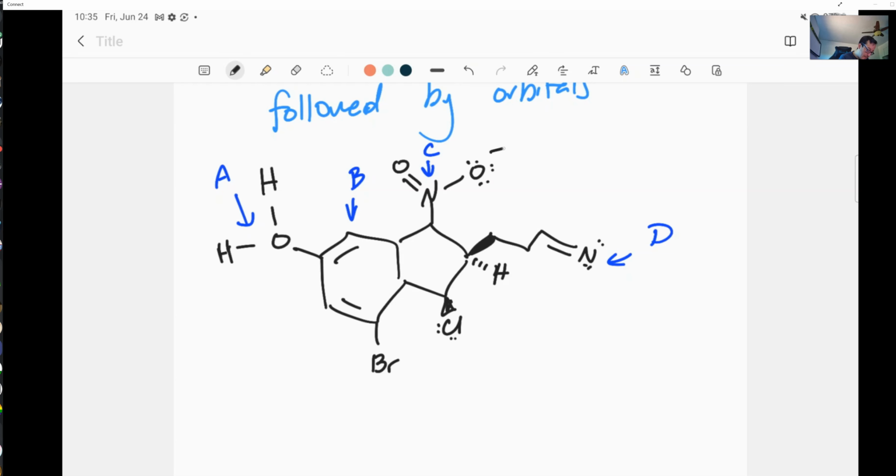And we'll leave it like that. And that nitrogen is always positive as well. So, if we want to count the sigma bonds, we can just simply do that.